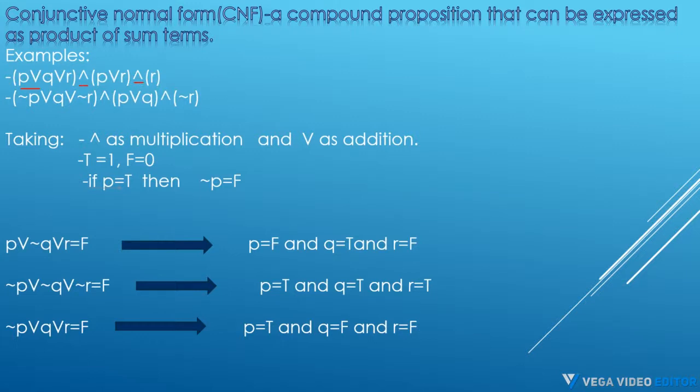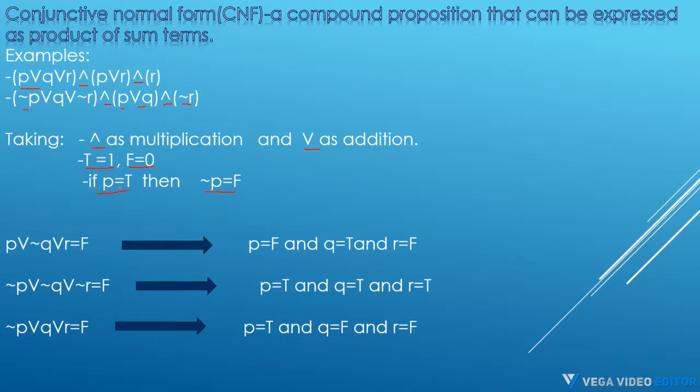Then we have another example: (not P or Q or not R) and (P or Q) and not R. Okay, taking the and sign as multiplication and or as addition, we have P corresponds to 1, false corresponds to 0. If P is true, then the negation of P is false.